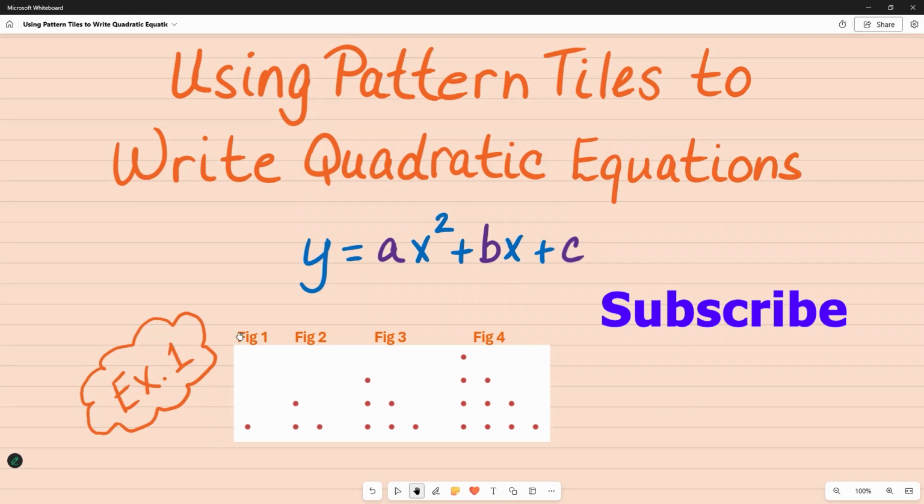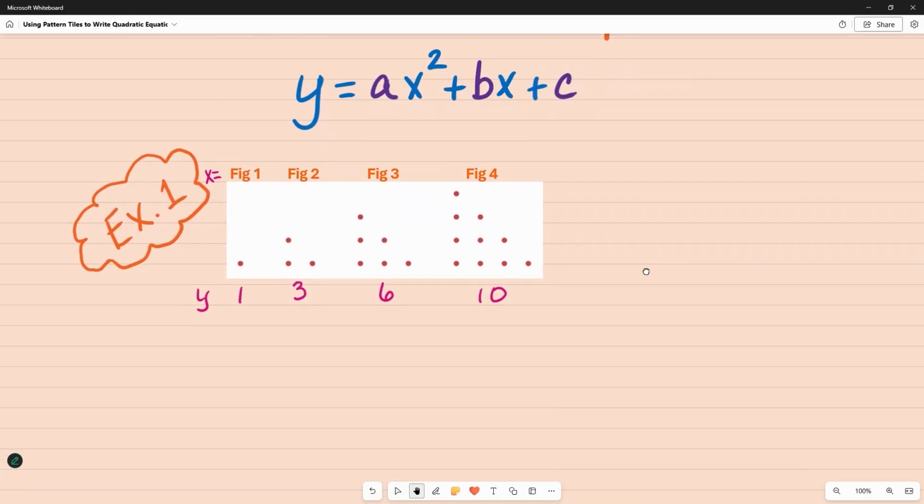Looking at example 1, I see figures 1, 2, 3, and 4. For the figures, I'm going to label those as x. Below that, I'm going to count each one of those points, and I'm going to label those as y. So you're used to seeing it shown as a table. This is what the table would look like. For my figures, 1, 2, 3, 4, again, that's going to be my x values. And then for each output of x, I'm going to have the y value. So 1 and 1, 2 and 3, 3, 6, 4, 10. So it looks like this in a table.